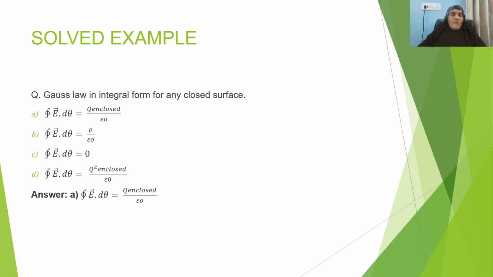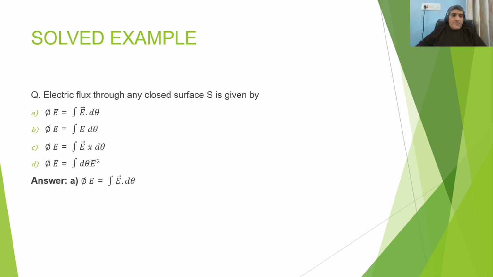Next, the integral form of the Gauss law through any surface, that is the integration of E dot dA. This is dA; by mistake it is shown as d theta. Hope you understand. Now assume that d theta is the area element. So it is correct: E dot dA equal to Q enclosed upon epsilon naught. As you all know, this is the exact form of the Gauss law, and the rest is not true. So the answer is A.